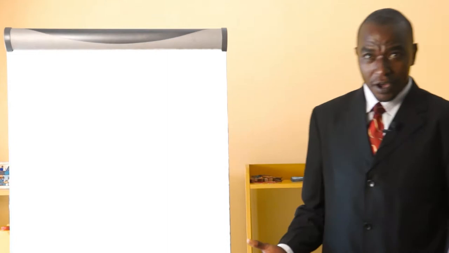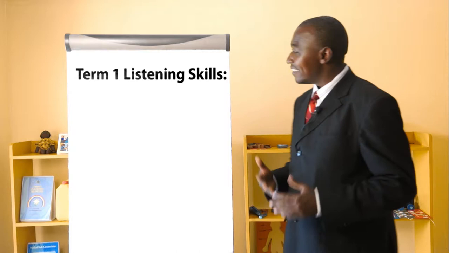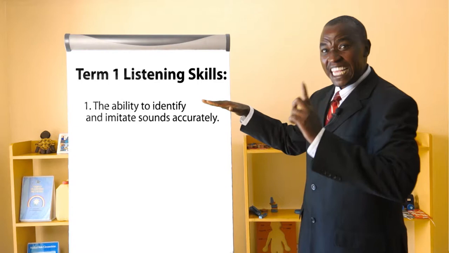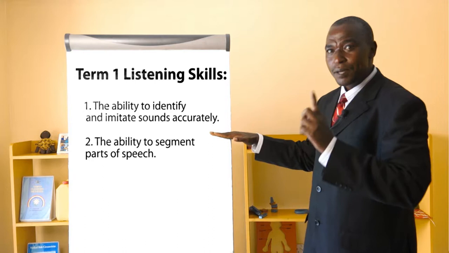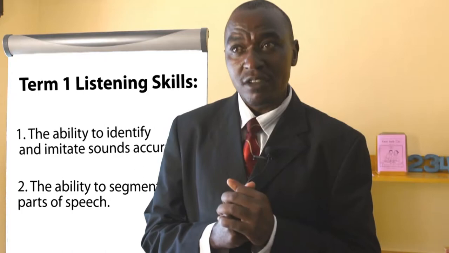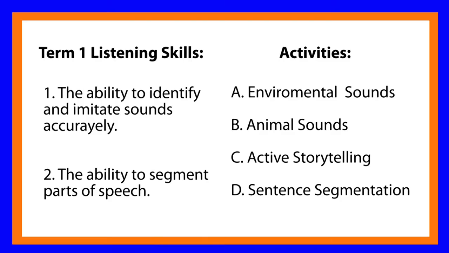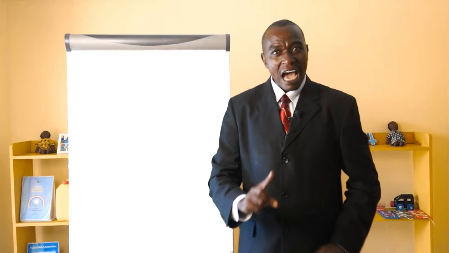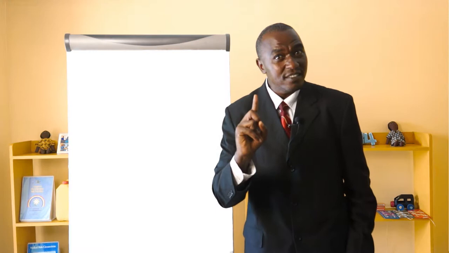Okay, let's review the two listening skills we are developing in term one. They are, one, the ability to identify and imitate sounds accurately. And two, the ability to segment parts of speech. I want you to think about the four activities and you decide which skill they are meant to develop. Remember, it is still early in the term, and so we are starting with very simple skills the pupils can master successfully. I will ask your facilitator to pause this video now while you discuss among yourselves.